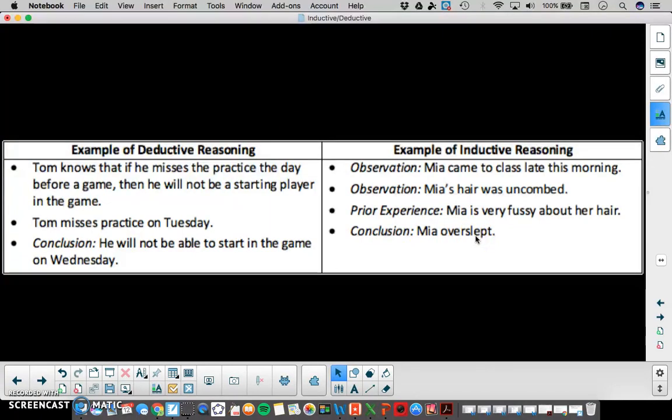That may or may not be true. So we have to be careful about inductive reasoning. It may or may not lead to a valid conclusion. Notice these are very specific observations, and we're making a generalization based on those observations.